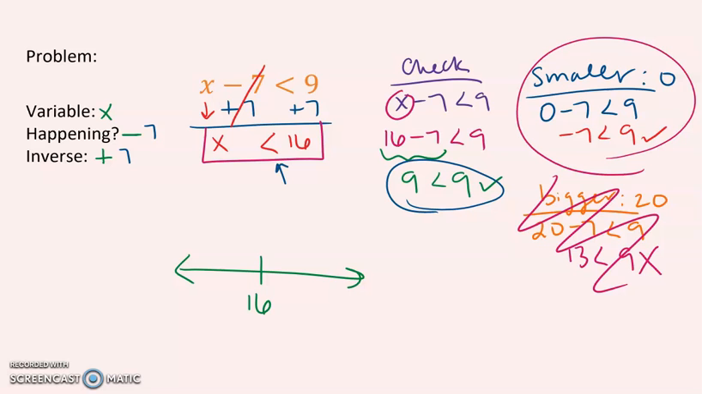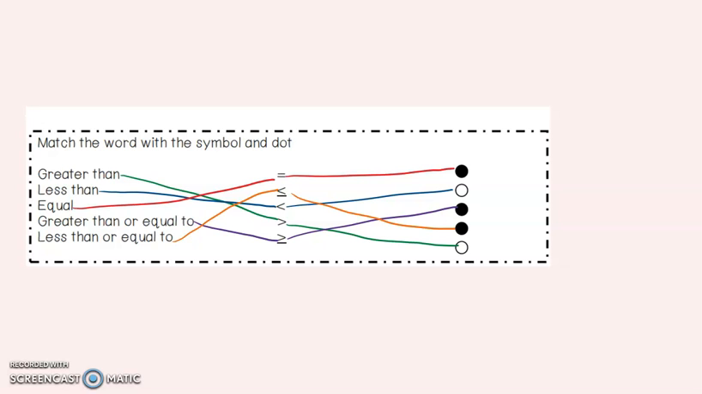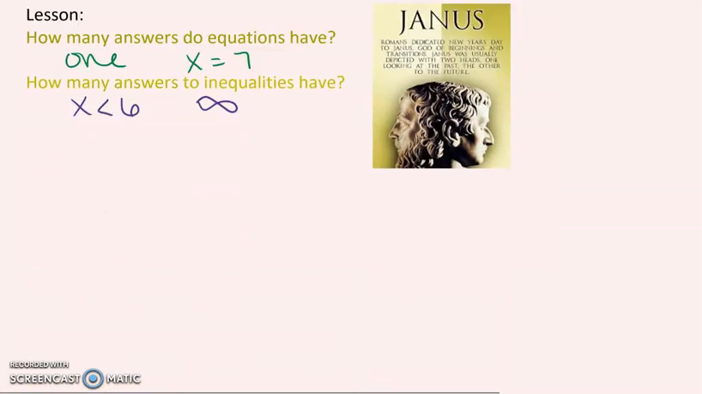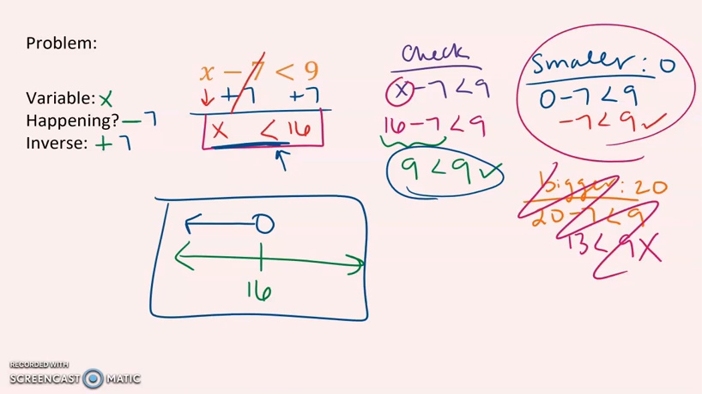Now, my less than symbol, if we remember all the way back up to here, less than, that blue line, was an open circle. So I'm going to draw myself an open circle here, which means that 16 is not part of the answers, but it's the closest thing I can get. And I need to shade where my numbers are going to be smaller than 16. And the numbers smaller than 16 are to the left. So here are my 2 answer solutions that I need. X is less than 16, and then the graph that shows that x is less than 16.